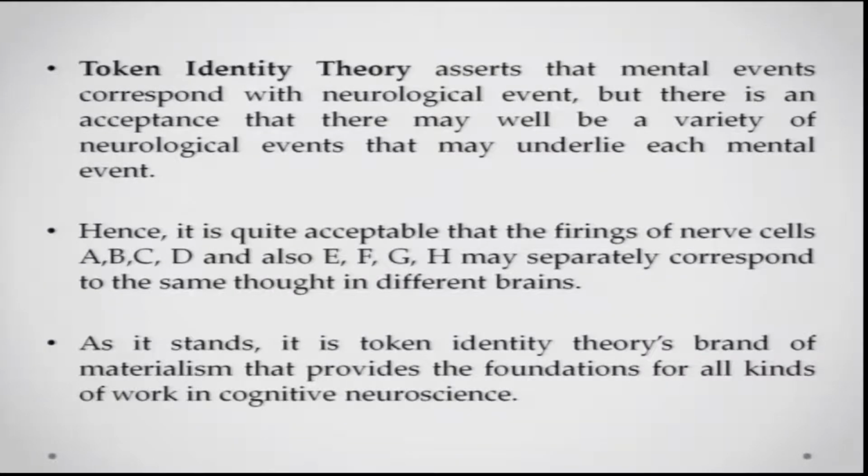Say, for example, in this framework it becomes really possible that different sets of neurons, like A, B, C and D or E, F, G and H, are actually leading to the same kind of mental event, that is, thinking of rain. As it stands, token identity theory's brand of materialism is the one providing the foundation for all kinds of work in cognitive neuroscience. That is where the field of cognitive neuroscience is really based. We will talk about cognitive neuroscience in more detail in probably our second chapter.